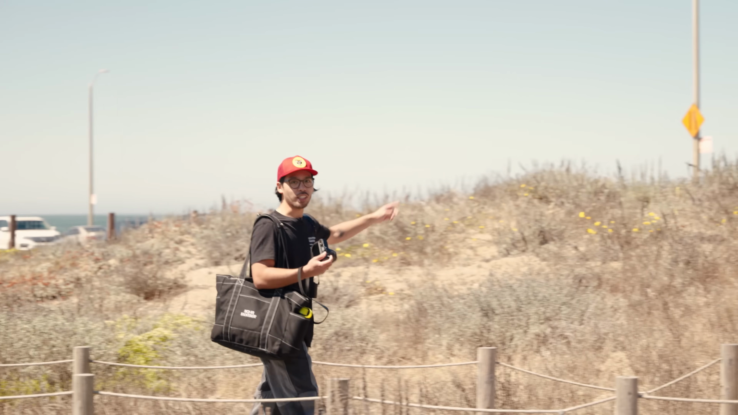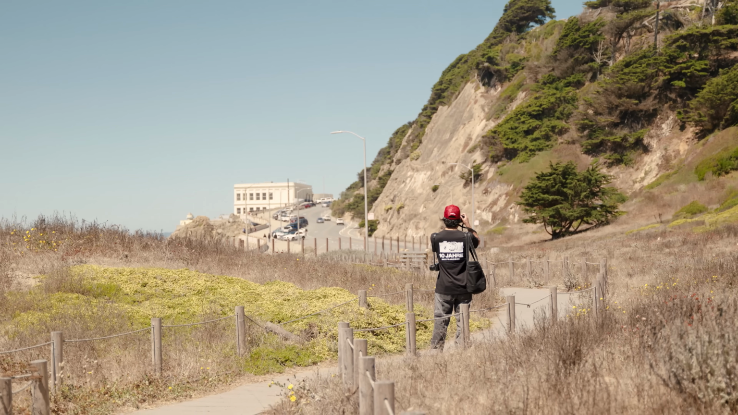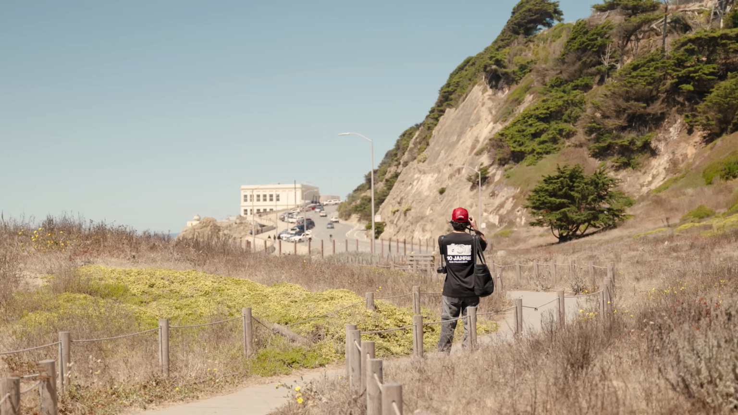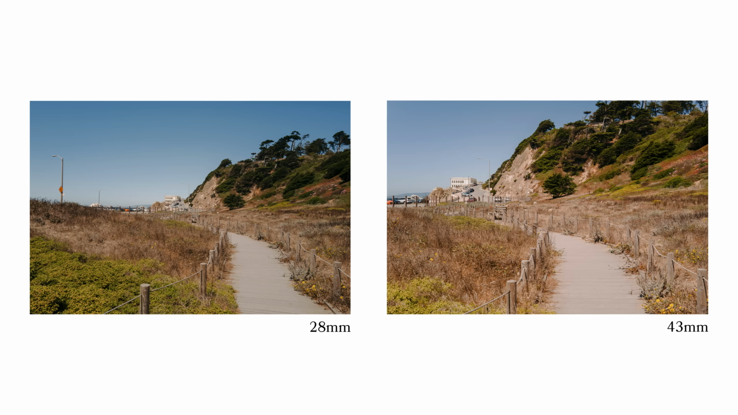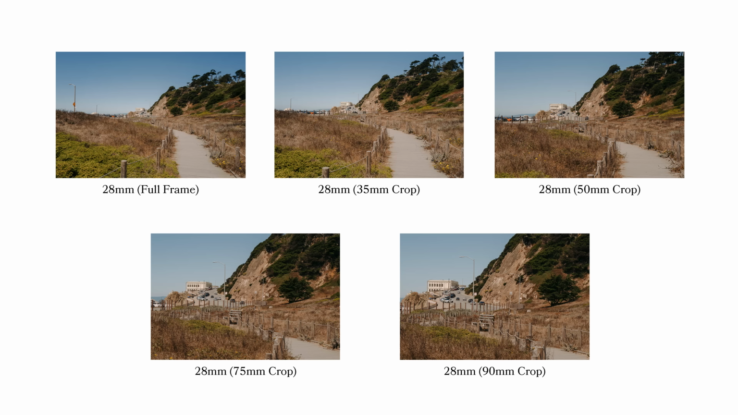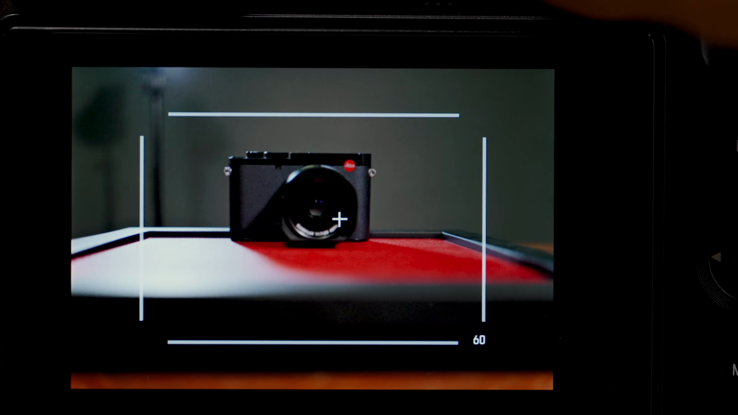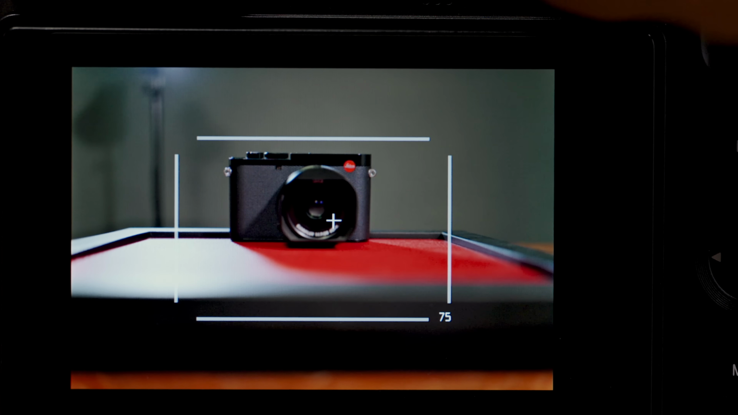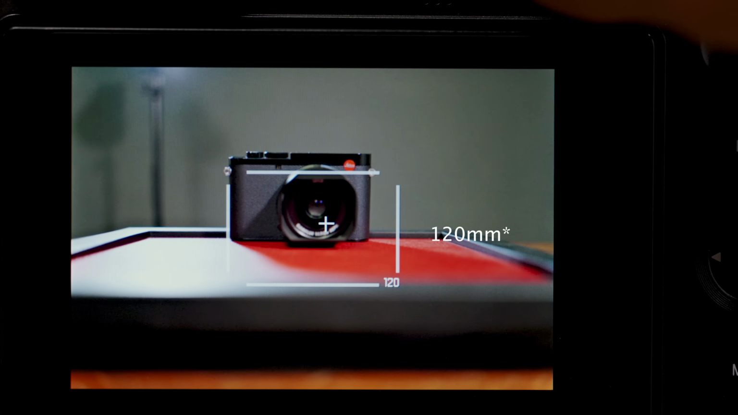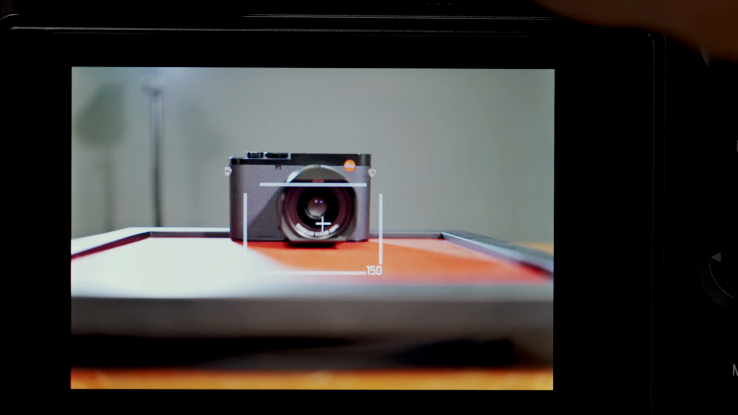Let's see, this might be kind of cool. Just this path leading to the cliff house. Cool. The Q3 43 offers the same digital crop function found in the standard Q3, but this time you have frame lines for 60 millimeters, 75 millimeters, 90 millimeters, 105 millimeters, and 150 millimeters.